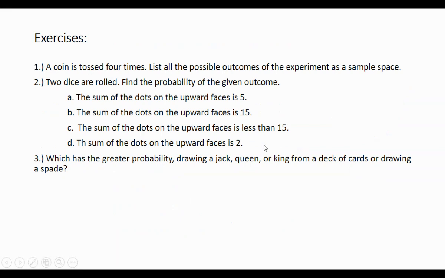Okay, next, last example. So we have here exercises. First, if a coin is tossed 4 times, we're going to list all the possible outcomes of the experiment as a sample space.